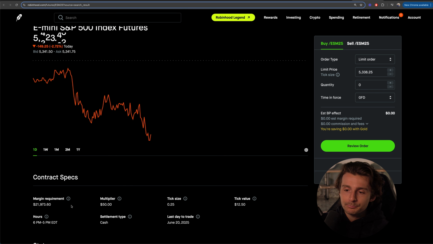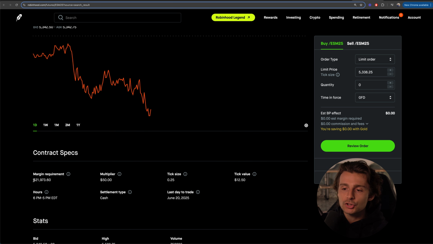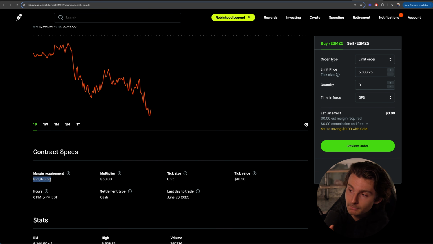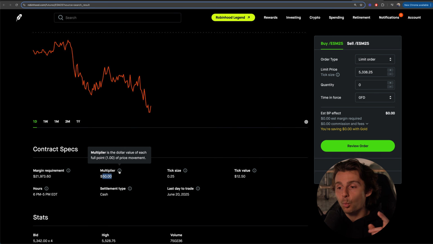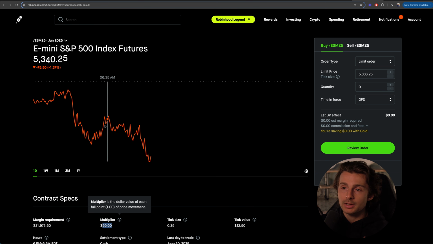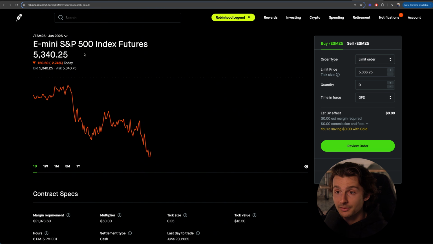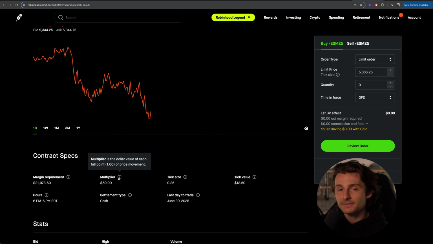So on the E-Mini, you need to have a margin requirement of $21,973, which means essentially $22,000 you'll need to have in your account in order to trade these contracts, or buying power. The multiplier is 50, which means every $1 price movement. So here's the current price, 5,000. So $1 price movement is not a big move percentage-wise. Every $1 price movement moves your P&L $50 up or down.